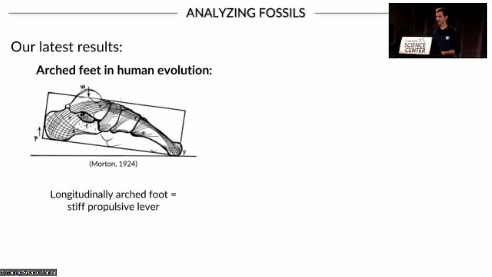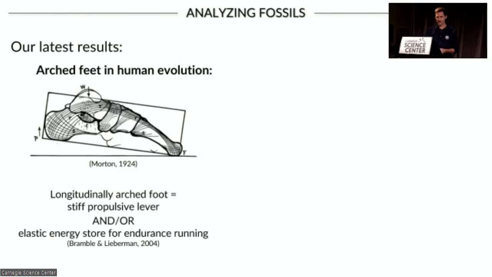No other ape has a foot that's arched like ours, and classic papers describe this structure as essential for allowing our foot to act as a stiff propulsive lever during bipedal locomotion. Now that view has changed over time and become a little more nuanced. Other people have suggested that longitudinal arches might be more important for the way that our foot stores elastic energy during endurance running, but one way or the other, our arched feet are thought to be integral to the way that we walk and run.